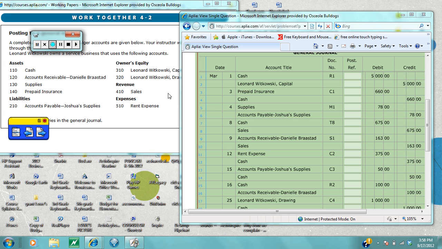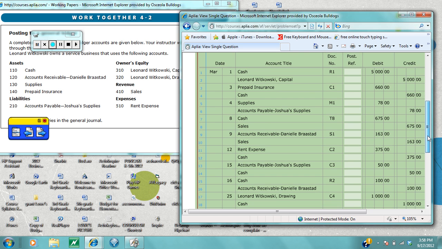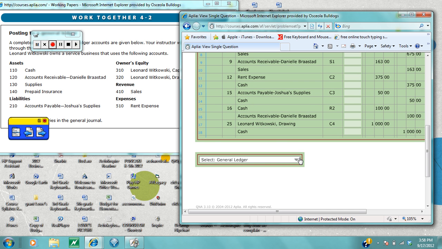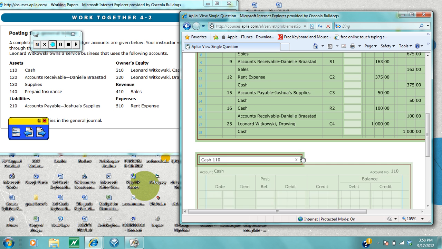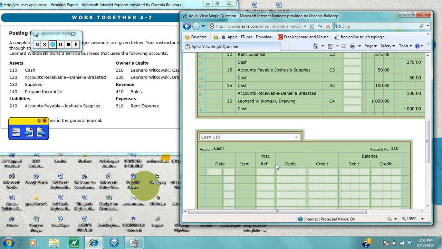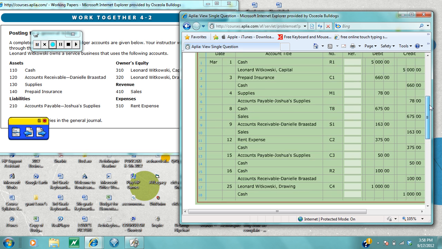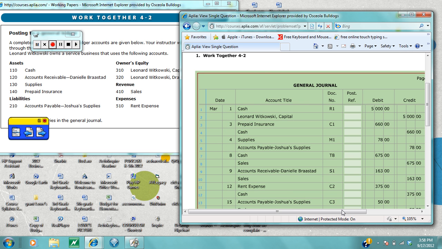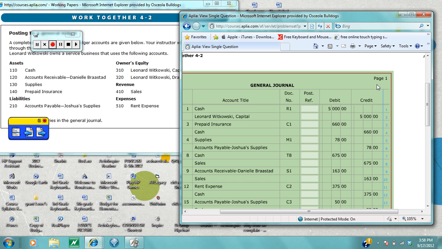You need to post your transactions to their account. So here's cash, and it's for $5,000 on March 1st. So you go down here to the general ledger, you find the cash account, you click on it, and you're posting it. It's March, and it's the 1st. And the post reference for here comes from up here. Hopefully you've read this section so that you already know it. G1, General Journal, page 1.